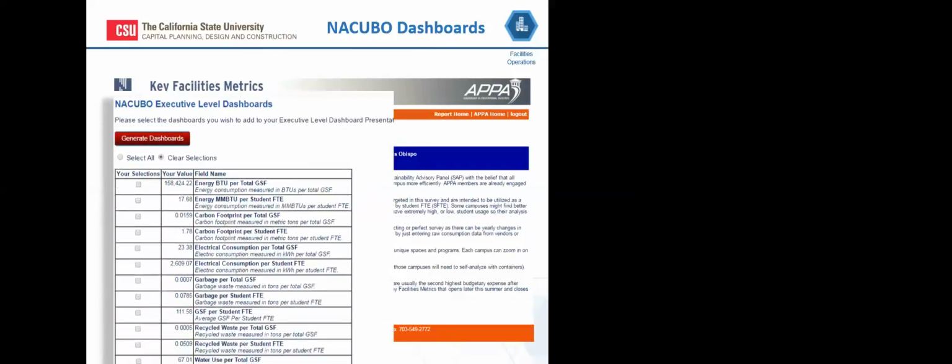Okay, this is just a screen showing how to go in and launch the dashboards for the NACUBO area, which is the first report we're going to go into. So this is the checklist that comes up under the NACUBO reports, and the one that we're going to talk about first is the water use per student FTE.